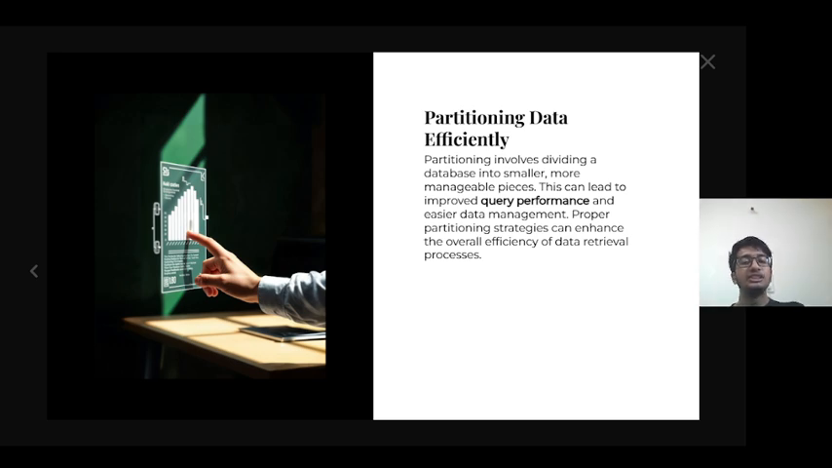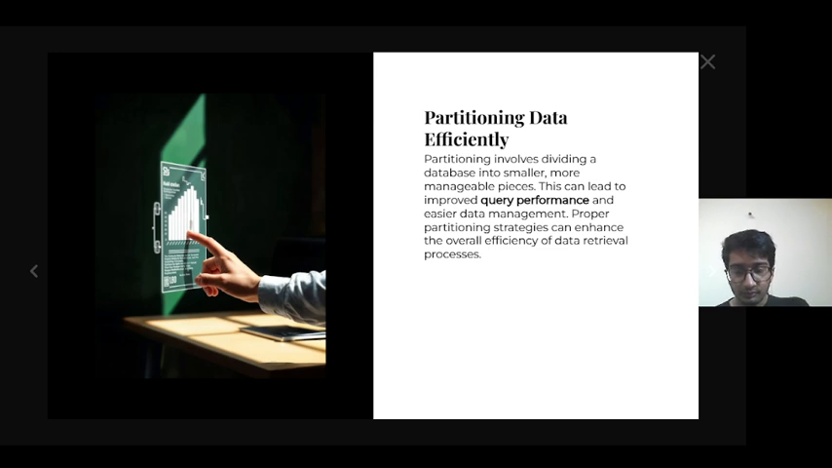Partitioning data efficiently. Partitioning involves dividing a database into smaller, more manageable pieces. This can lead to improved query performance and easier database management. Proper partitioning strategies can enhance the overall efficiency of data retrieval processes.